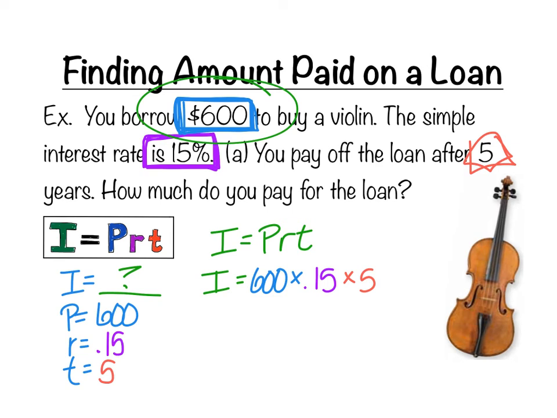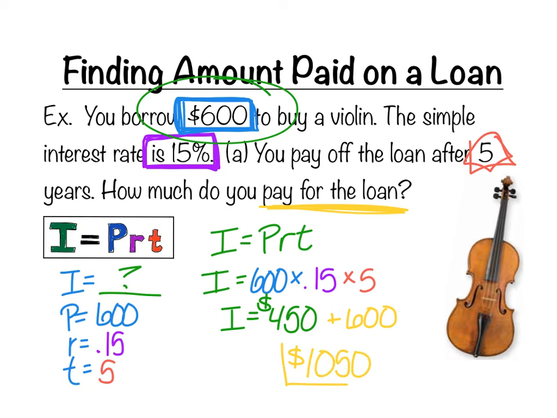So we calculate that. 600 times 0.15 times 5 is $450. So I equals $450, and that is the interest that we're going to pay on this. And so when it says how much do you pay for the loan, just like we did at the very beginning of this section, we're going to take that interest and add it on to the amount we borrowed, and that's going to give us $1,050. So a $600 violin just ended up costing you $1,050 to pay for it.